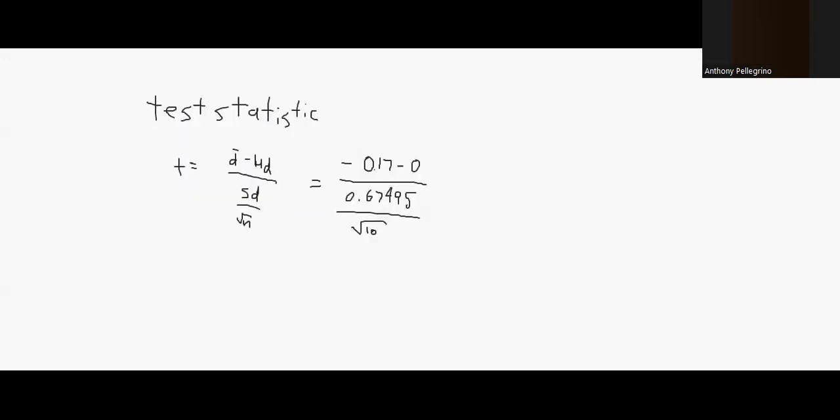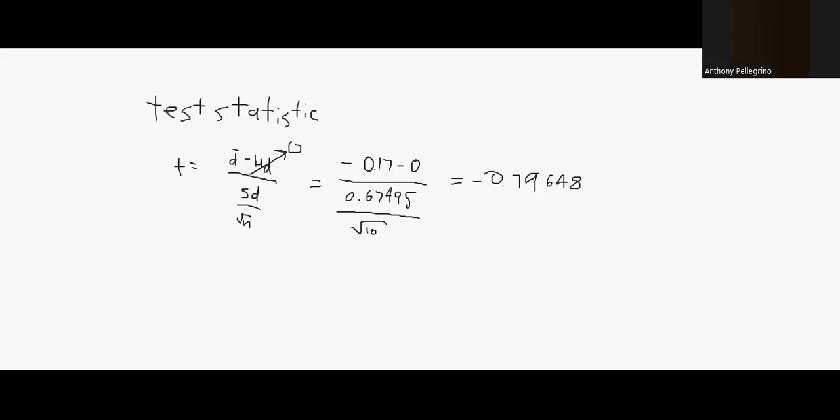So the formula for the test statistic is T equals mean difference minus the mean difference, which would just be 0, and then all over the standard deviation divided by the square root of n. So after plugging in those values, we would get negative 0.17 all over 0.67495 divided by the square root of 10, and that would come out to be negative 0.79648.